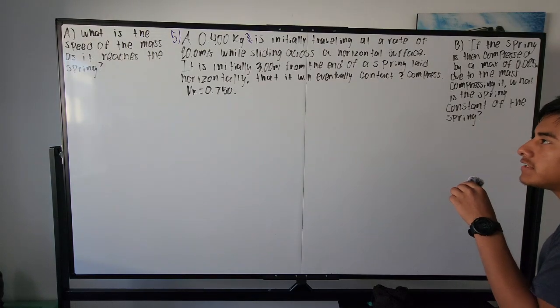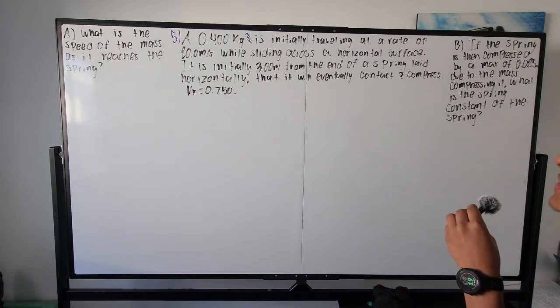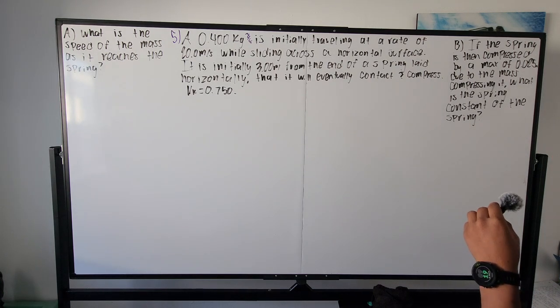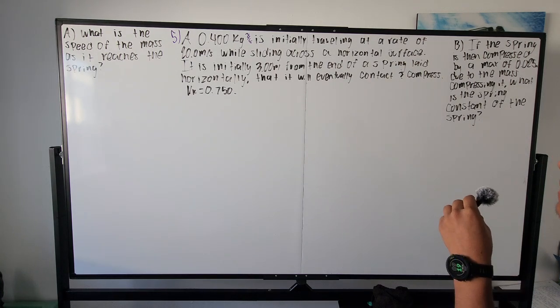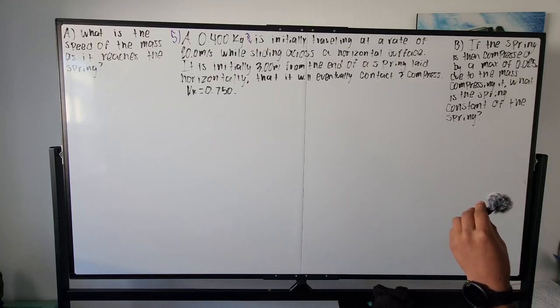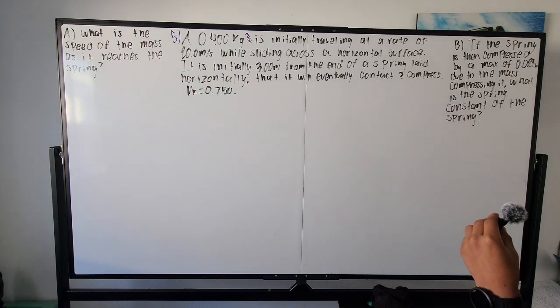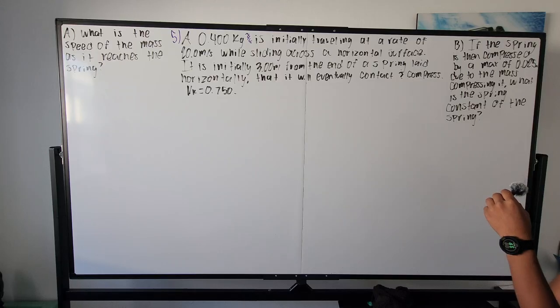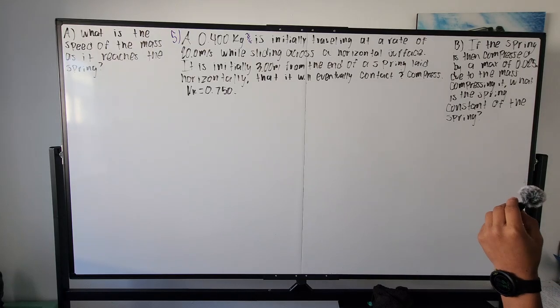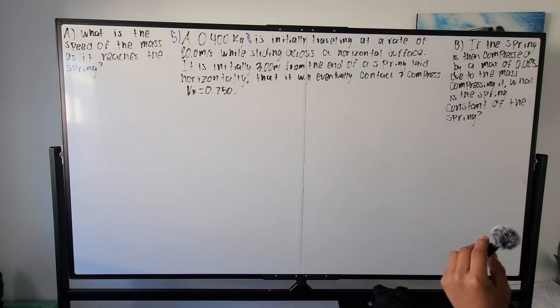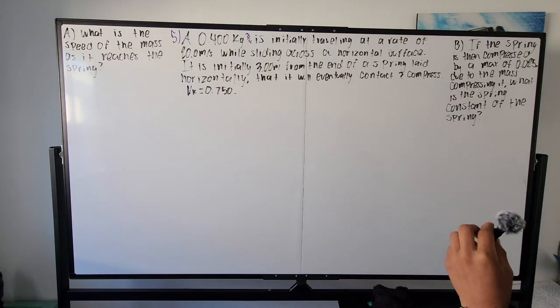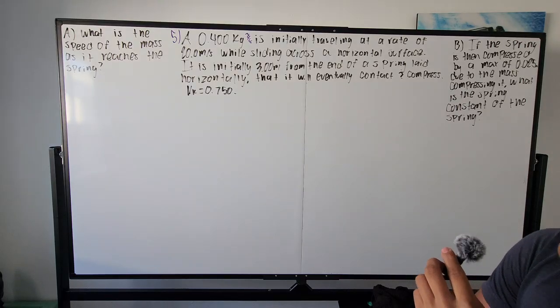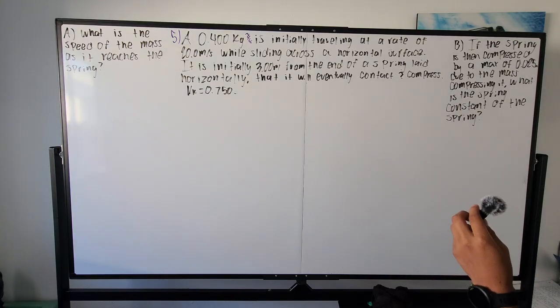Problem number 5 says a 0.4 kilogram mass is initially traveling at a rate of 20 meters per second while sliding across a horizontal surface. It is initially 3 meters from the end of a spring laid horizontally that it will eventually contact and compress. Friction is present and the coefficient of kinetic friction is 0.750. So we're going to go ahead and solve for part A, which says, what is the speed of the mass as it reaches the spring?